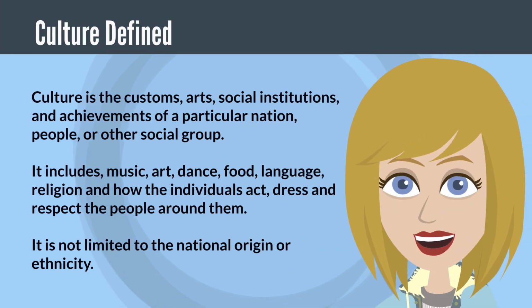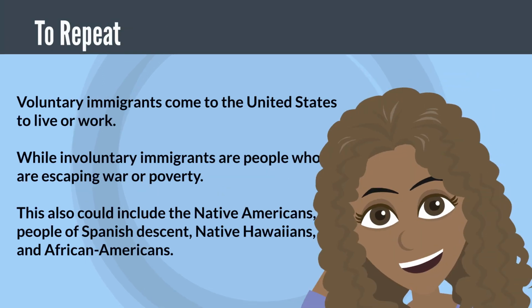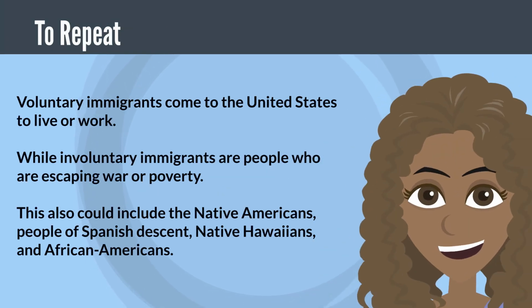The definition of culture is the customs, arts, social institutions, and achievements of a particular nation, people, or other social group. It includes music, art, dance, food, language, religion, and how the individuals act, dress, and respect the people around them. It is not limited to the national origin or ethnicity. To repeat, voluntary immigrants come to the United States to live or work, while involuntary immigrants are people who are escaping war or poverty. This also could include the Native Americans, people of Spanish descent, Native Hawaiians, and African Americans.